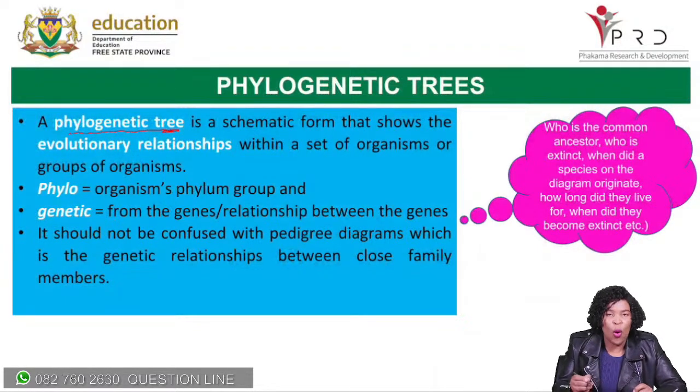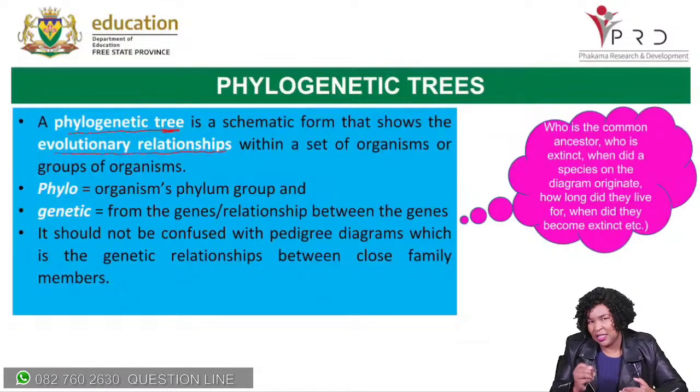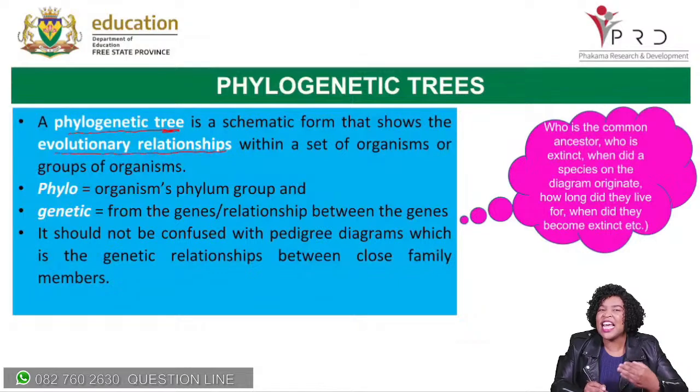Phylogenetic tree. So what is a phylogenetic tree? It is a schematic form that shows the evolutionary relationships. Remember with genetics, it was showing the inheritance of genetic disorders or genetic characteristics. But here, with a phylogenetic tree, we are tracing the evolutionary relationships within a set of organisms or a group of organisms.